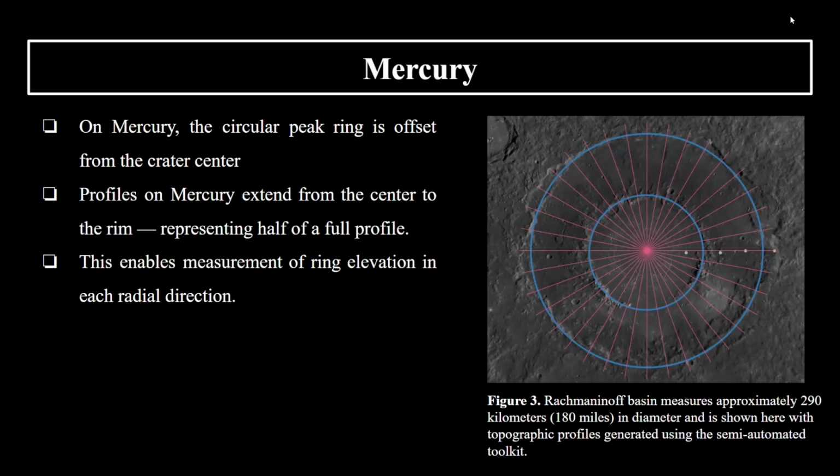This toolkit can now identify two distinct depths in peak ring basins. So we have the main depth of the crater that we are calling D1, but with this toolkit we can also find the secondary depth that happens after the ring, and we are calling it D2.